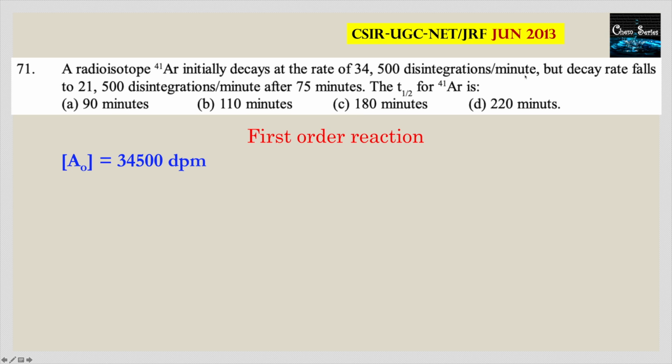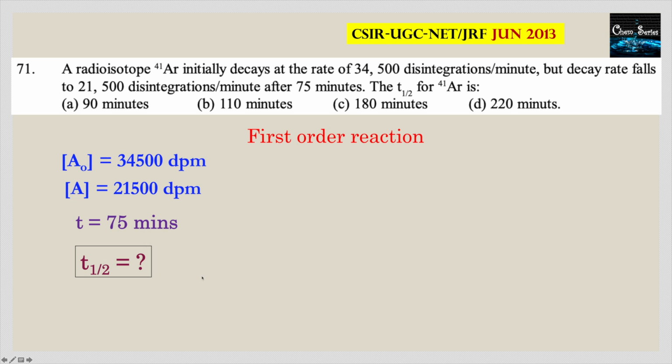This is a short form of disintegrations per minute, and A is 21,500 disintegrations per minute, and the time taken for conversion is 75 minutes. So we have to calculate the T half. For a first order reaction, T half is 0.6931 divided by K. We have the rate constant in the formula, so we need to calculate the rate constant because they didn't give that. Okay, so how do we calculate it?